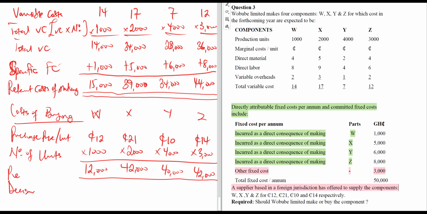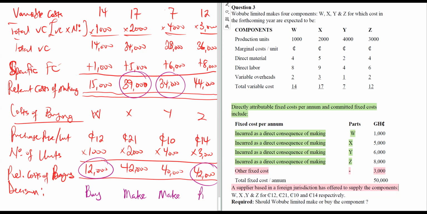What is the relevant cost of buying, sorry. So what's our decision? This one, should we make or buy? The first one, we buy, because this is cheaper. This one, buy. This one, we make, because this is cheaper. And then this one, buy.